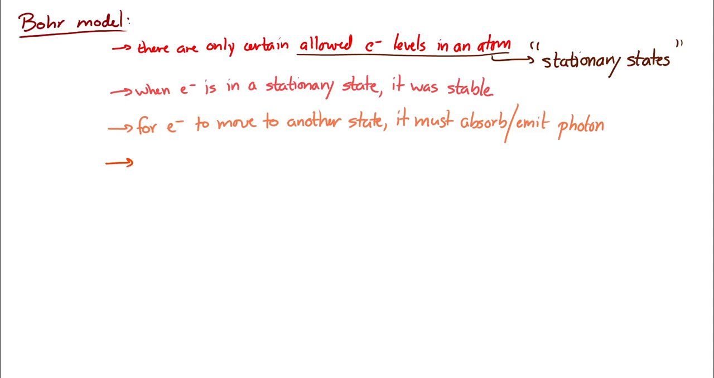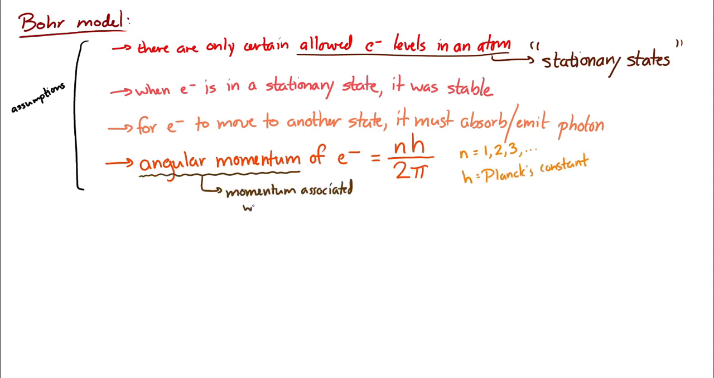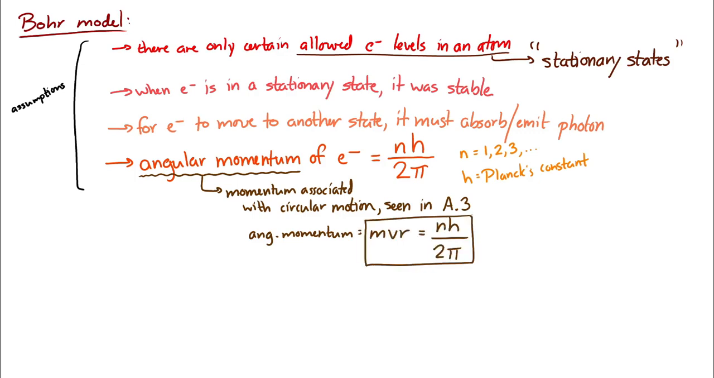And then he also said this other assumption that was a little bit odd. He said that the angular momentum of the electron had to be equal to n times h over 2 pi, where n is equal to 1, 2, 3, a non-zero integer. So if you haven't seen angular momentum before, it's a momentum that's associated with circular motion, and you'll see it more when we do rotational dynamics. And it's equal to mvr. So in the data booklet, you'll see this expression, which is one of the assumptions of the Bohr model, that the angular momentum mvr must equal n times h over 2 pi, where n is a non-zero integer and h is Planck's constant.